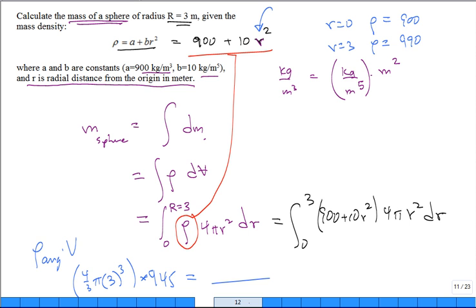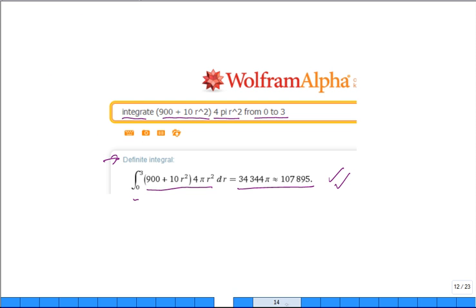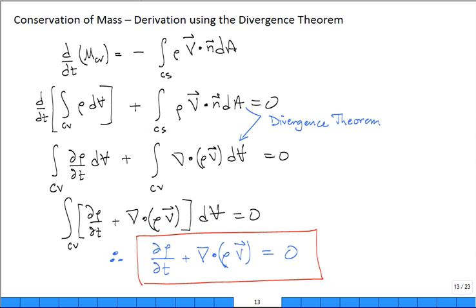So don't lose sight of how to do things quick on the back of the envelope. But this is the way to do it mathematically, analytically. Okay, because why did I want to do that? Because I want to derive the continuity equation. And I want to derive it with terms you can understand.